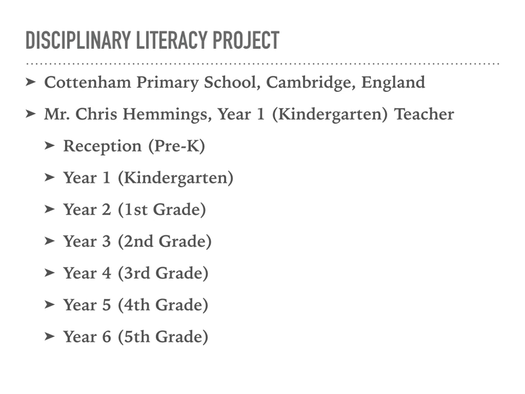I work with all of the teachers at the school, as well as the head teacher and deputy head teacher. But for the purposes of this project, I'm working with Mr. Chris Hemmings, who's a Year 1 teacher. Year 1 is equivalent to our kindergarten, and you'll see here that I've listed the different year levels and what they correspond to in our world. So they have pre-K in their primary schools, which is called reception, or early years foundational stages. Year 1 is kindergarten, as I mentioned, Year 2 first grade, and so on.